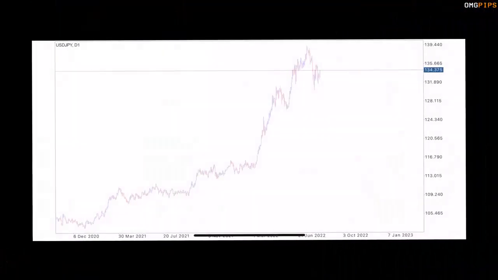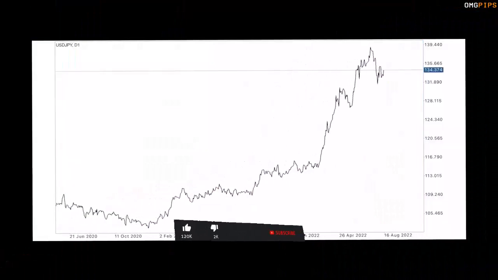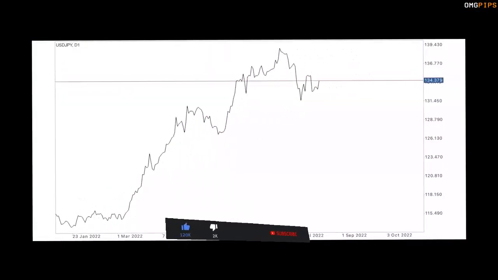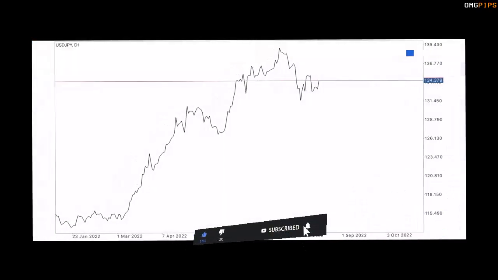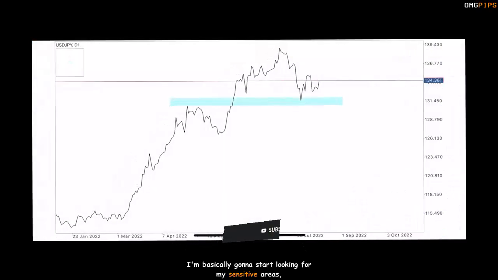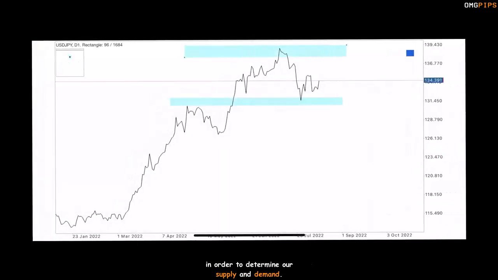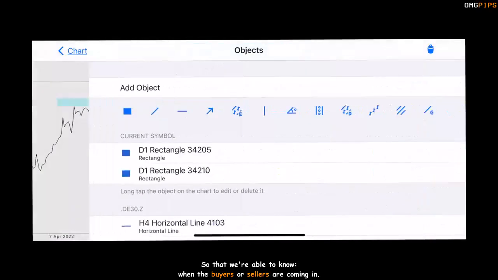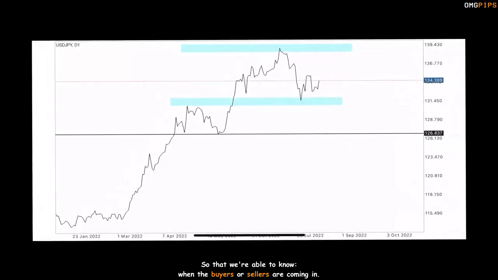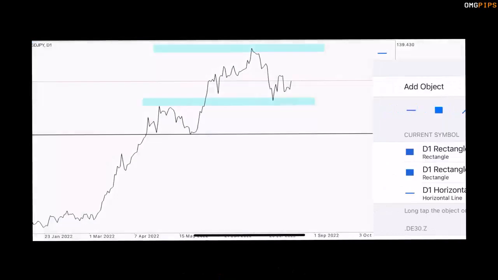Let's get it. So guys, as you all know, we always turn our phone horizontally and switch to line chart, and also make sure we are on a daily time frame. So right now, guys, I'm basically going to start looking for my sensitive areas in order to determine our supply and demand. And the reason why we're looking for our supply and demand is so that we're able to know when the buyers are coming in, or also when are the sellers coming in.